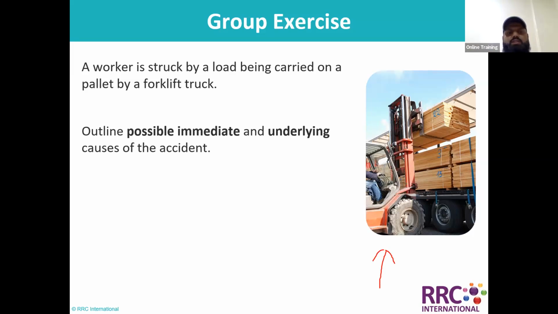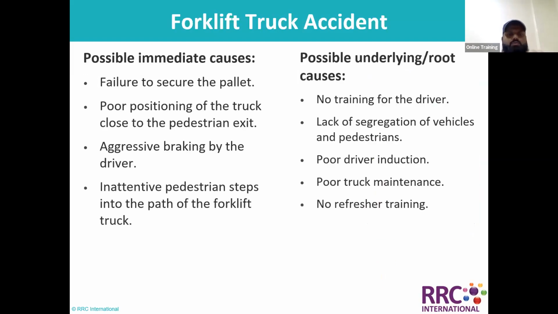Outline the possible immediate and underlying causes of the accident. What are the possible surface causes and root causes? Let us start discussing these surface and root causes. Possible immediate causes are failure to secure the pallet. The pallet was not secured.